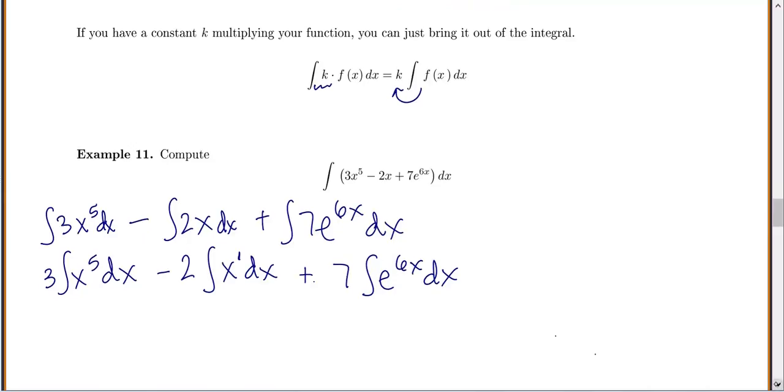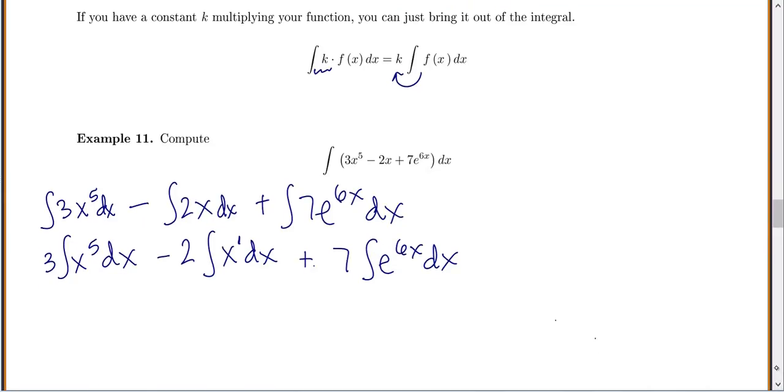Now that we split everything up, we're down to the things that we know how to take the antiderivative or integral of. So the 3 just stays there. Okay, now x to the 5th, the rule says you take the power, raise the power by 1, divide by your new power. Minus 2. Now this x, I put the power of 1 on there because it is x to the power of 1. We just don't usually write that. So I'm going to raise the power by 1, so I'll be at 2, divide by my new power.